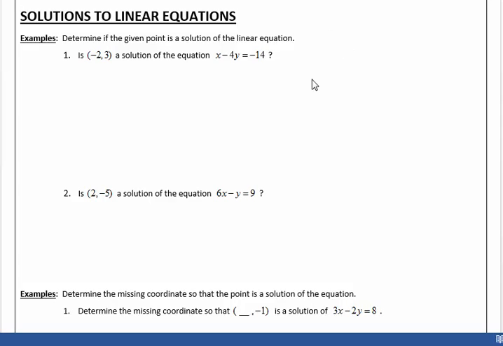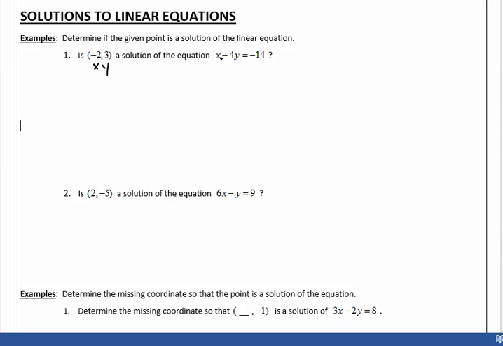The first question is, is (-2, 3) a solution to that given equation? So remember, that's an ordered pair. -2 is the x value, 3 being the y value. So that's x and that's y, right?